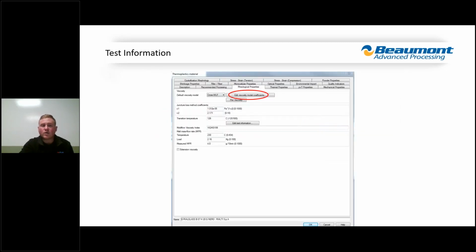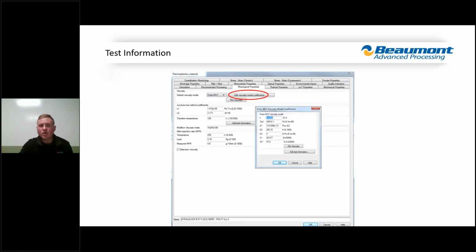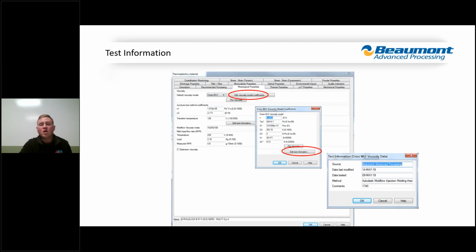And lastly, when you go into the material file and any of the tabs, in this case, Rheological Properties, we can open up the Rheological Properties, and every single one of these tabs has an edit test information, in which case we can open that up, look at the data source, who tested it, when it was modified or tested, and the method that was used, and any comments associated with that. So it's always good we can dig deep and see how this material was tested before we even use it.